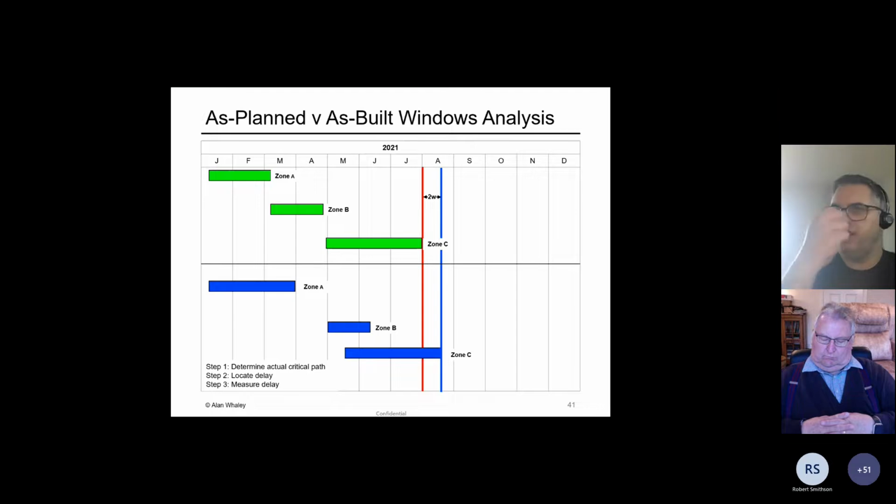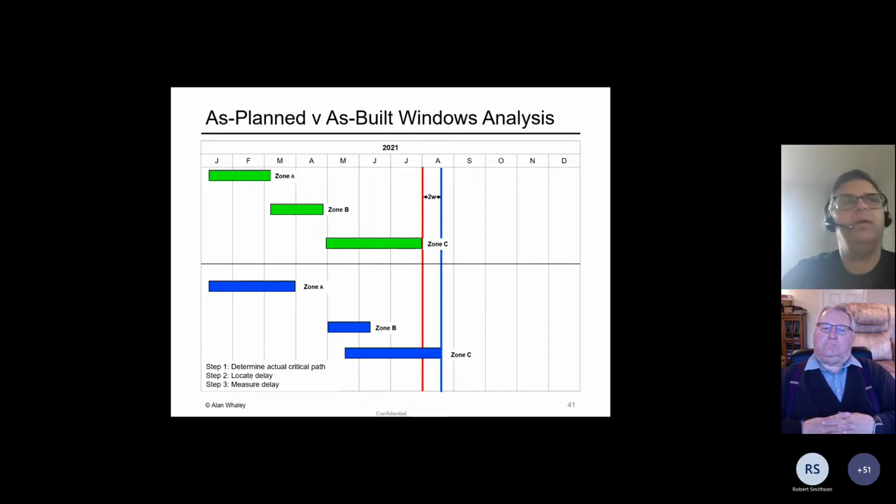So same project, same information, except here we don't have to worry about any program modeling or anything like that because the project's finished. And we can see immediately that the project finished 2 weeks late. So the 5 weeks of delay caused by the drawings was perhaps a bit exaggerated. So how can we analyze this project without impacting the programs?